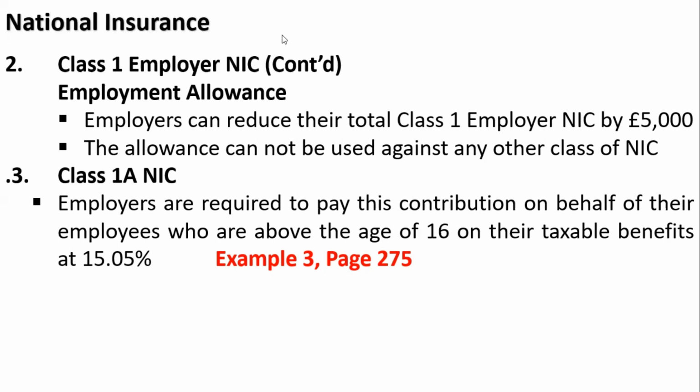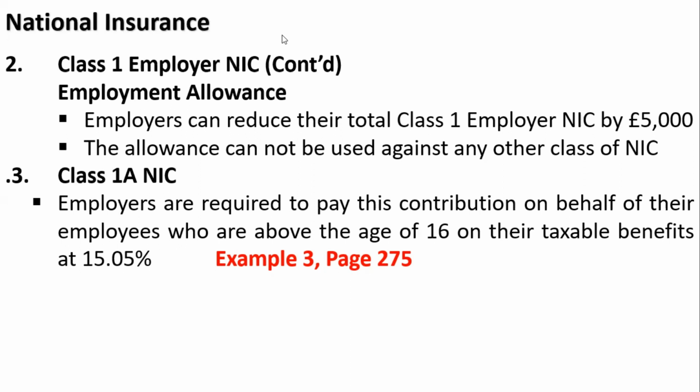Class 1 employer NIC is based on the cash earning of the employee, and class 1A NIC is based on the taxable benefits provided to the employee. Both these are paid by the employer in his capacity as an employer. Remember, employer has two capacities. One, he is an employer. Second, he is a businessman. So as an employer, he will be paying these two NICs, and as a businessman, he will be paying further two NICs. We'll discuss those.